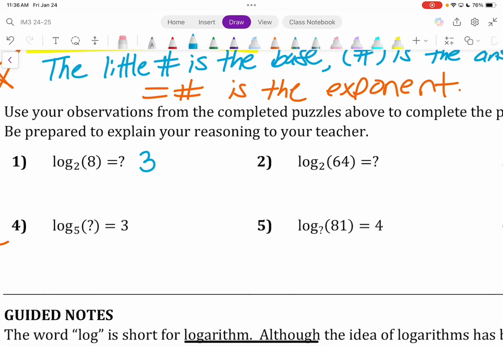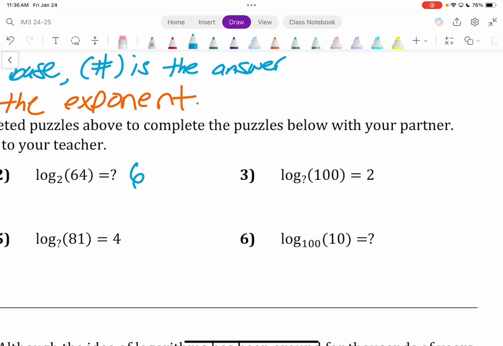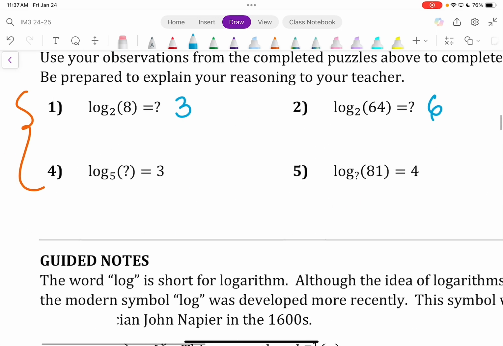We then look at the next one. 2 to the power of what gives you 64? 6. 2 to the 6th power gives you 64. Log base blank of 100 is equal to 2. So we're saying some number squared is 100. What would the base be? The base would need to be 10. Log base 5 of something is 3. So what is 5 to the 3rd power? 125.